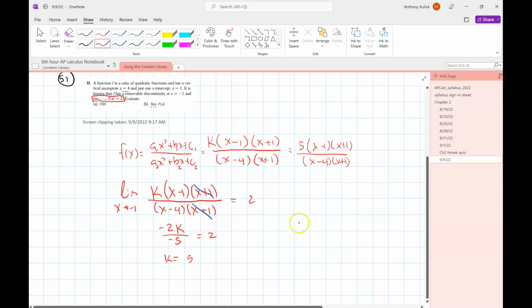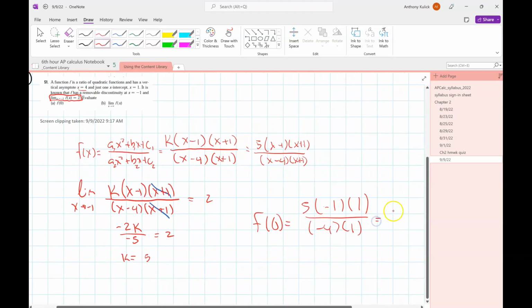Want to do f of 0? Well, okay. It looks like 5/4. You guys buy that?